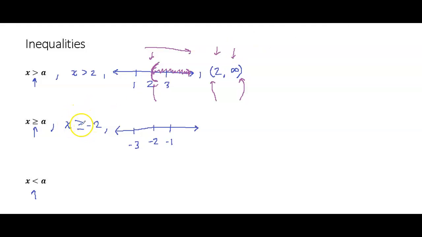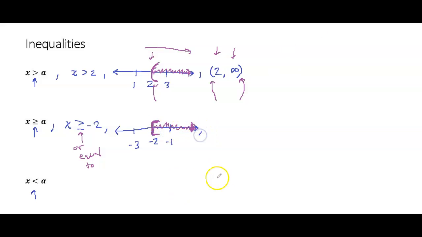Now, x is greater than or equal to negative 2. That means any value to the right of negative 2 is a solution. But what is happening at negative 2? Well, that little bar down below is the or equal to part of this inequality, meaning it can be equal to that value of a, or in this case, that value of negative 2. To represent that, we can use a closed bracket. Just a bracket here, opening up in the direction of the solution.